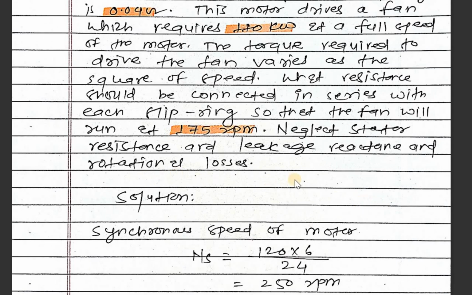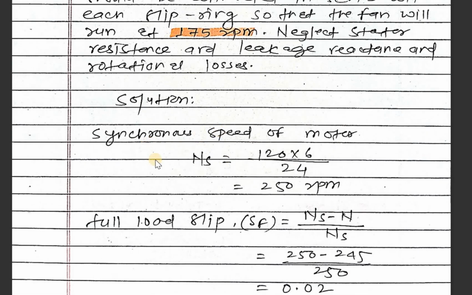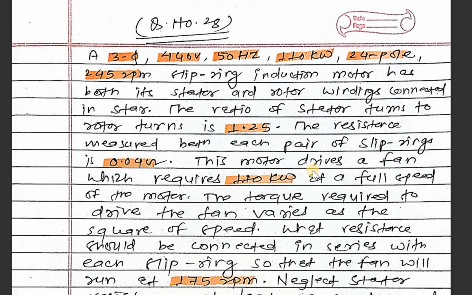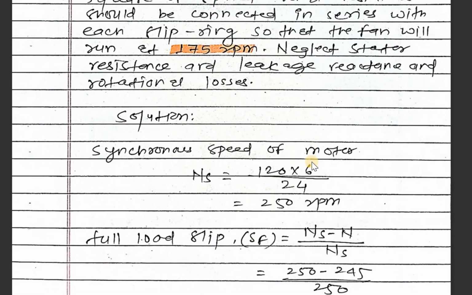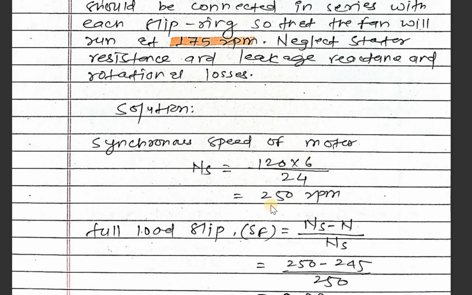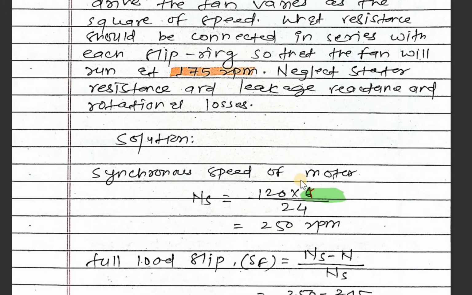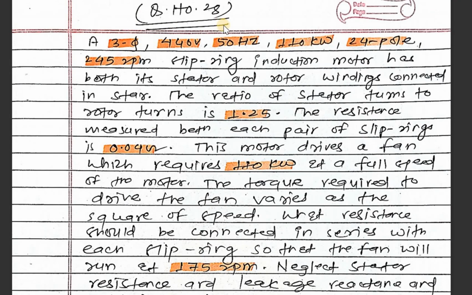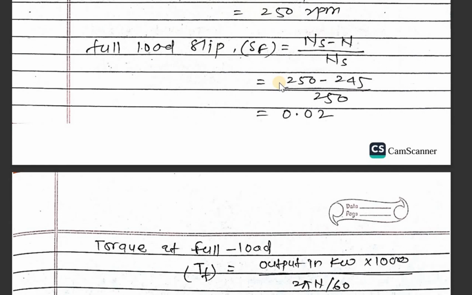First of all, we know the synchronous speed of the motor is Ns equal to 120 f upon P. Frequency is given as 50 Hz, so simply 120 into 50 by 24, that is 250 rpm.